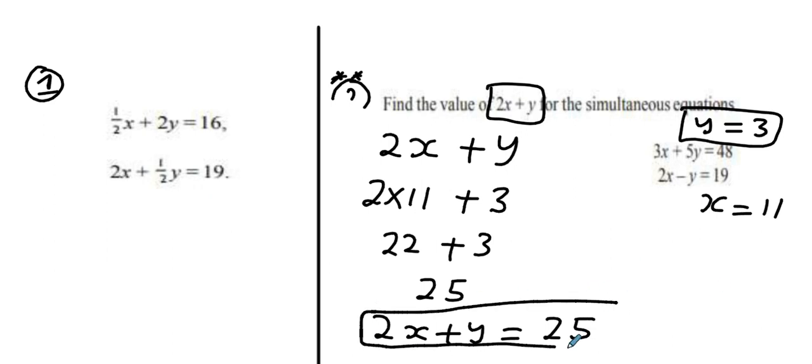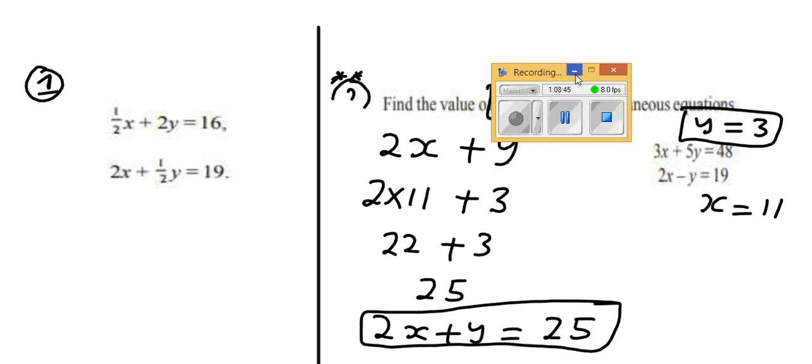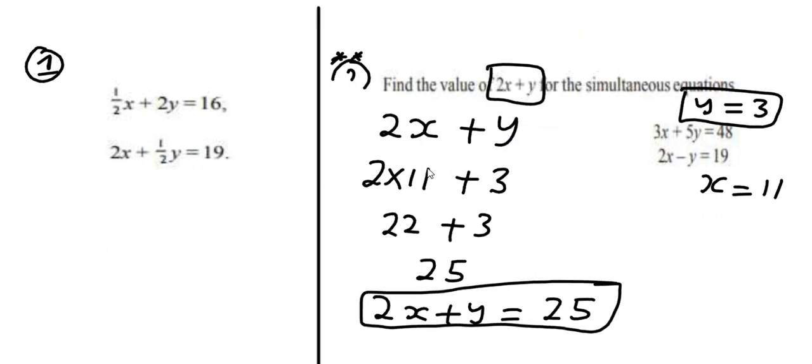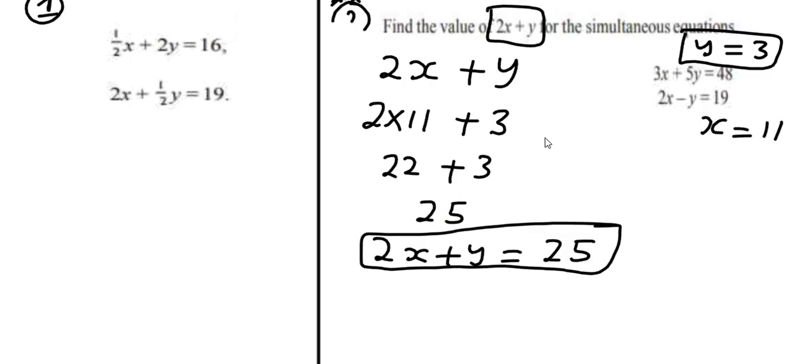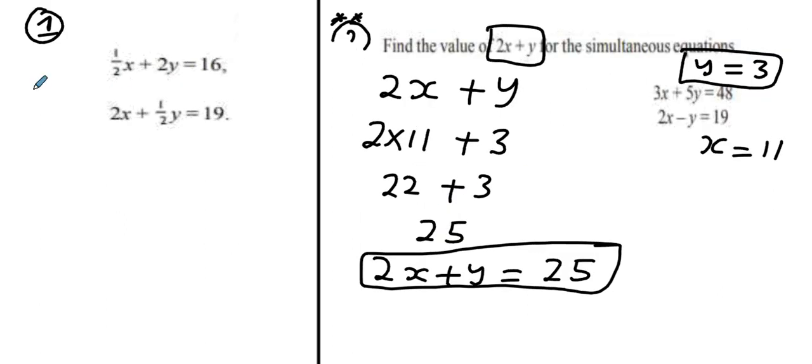This is the end. See that? How much time is gone? 1 hour 8 minutes. Okay. Let me show you question number 1. Question number 1, I will simply help you to remove fractions. Half of x plus 2y equals 16. How do we remove the fractions? Okay. Label these two equations. We have equation number 1, we have equation number 2. Let me help you to remove the fraction in equation number 1.